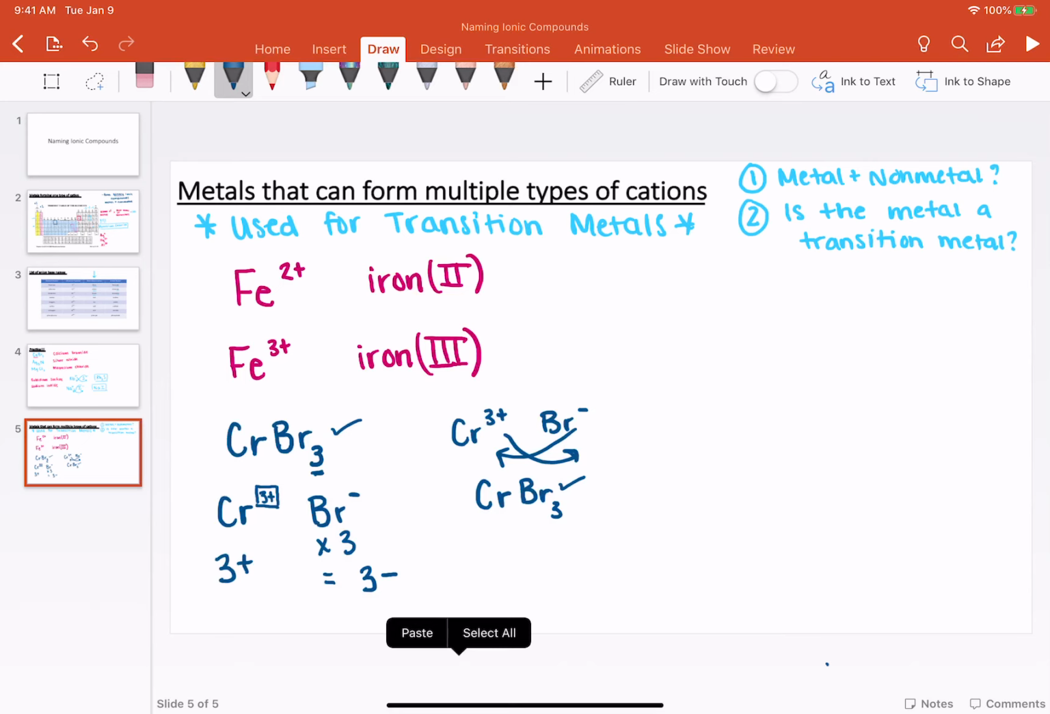And now how would you name this, just for some extra practice? We know that that first element, our metal element, is chromium. That's spelled like this: chromium. And again, it's a transition metal, so we have to use the Roman numerals. So we have chromium(III), because it's a 3+, bromide. And the anion part is named exactly the same way as it is even with a group 1 or a group 2 metal.